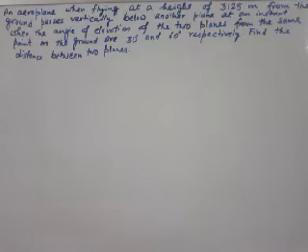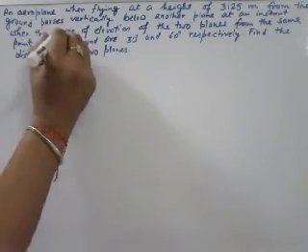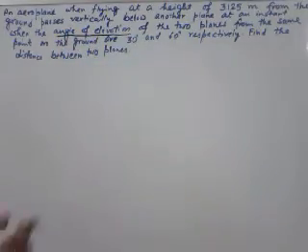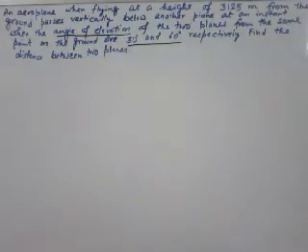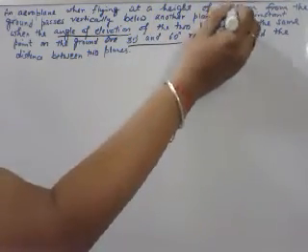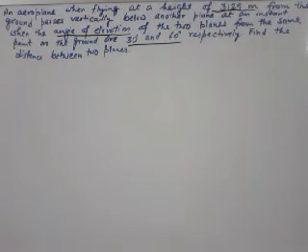An aeroplane flying at a height of 3125 meter from the ground passes vertically below another plane at an instant when the angle of elevation of the two planes from the same point on the ground are 30 degree and 60 degree respectively. Find the distance between the two planes.